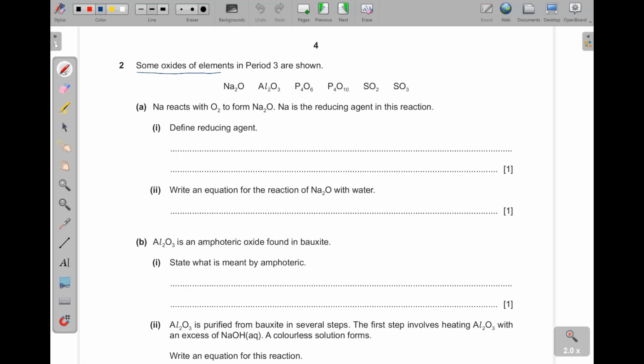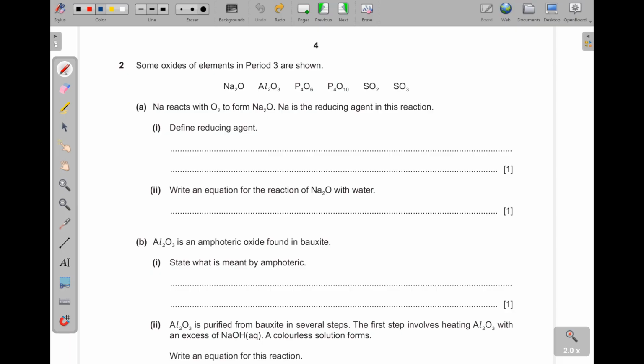Question 2. Some oxides of elements in period 3 are shown. They are here. And then they are saying that sodium reacts with oxygen to form sodium oxide. Sodium is the reducing agent in this reaction. Define a reducing agent. A reducing agent is a species that donates electrons, because gaining of electrons is reduction.